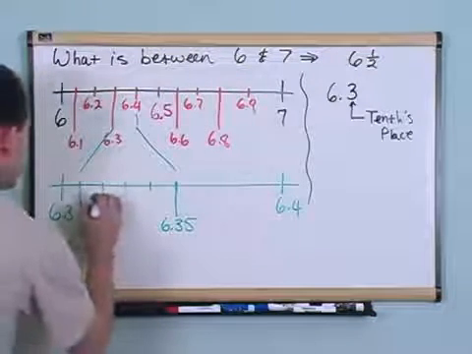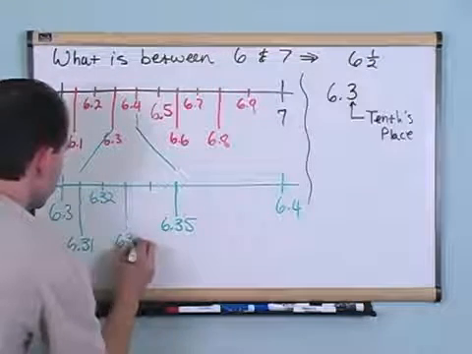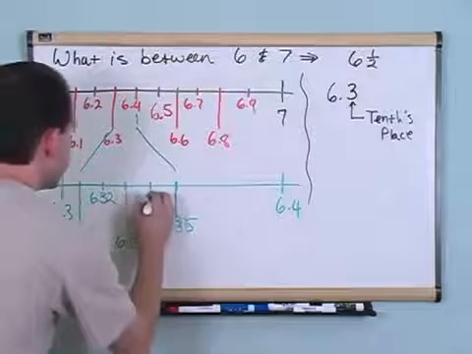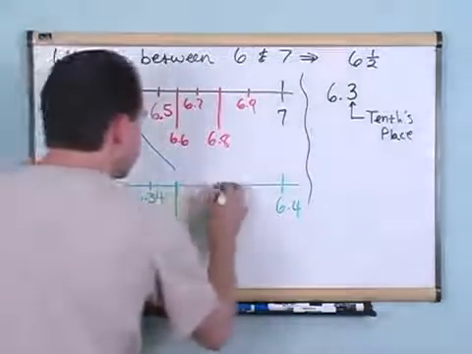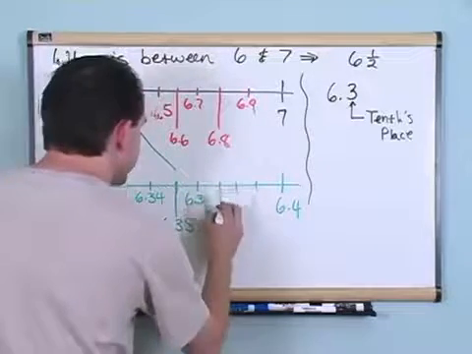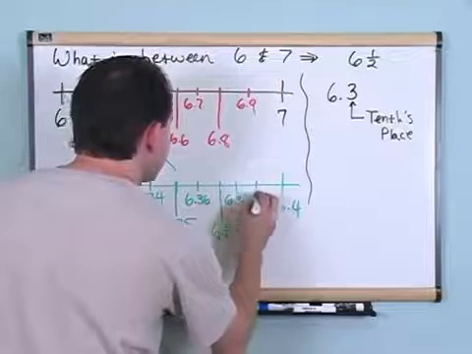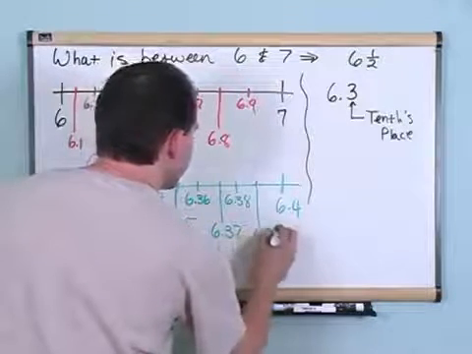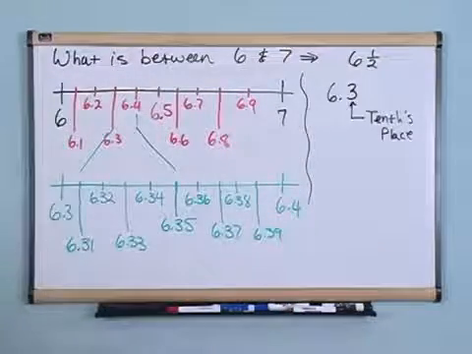Okay, here's the 6.3. Down here, you're going to have 6.31, 6.32, 6.33, 6.34. Here's 6.35, and then 1, 2, 3, 4, 5. We'll have 6.36, 6.37, 6.38, 6.39, and then when we get to the end, again, we get to 6.4, okay?